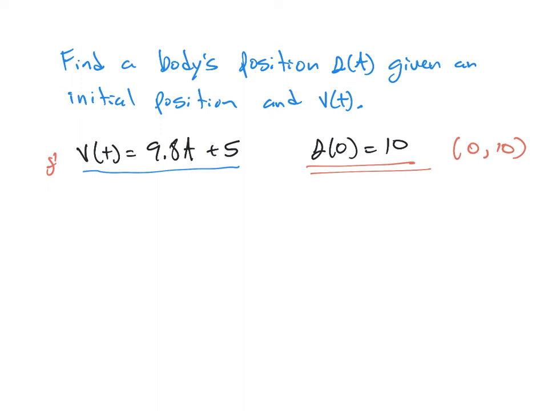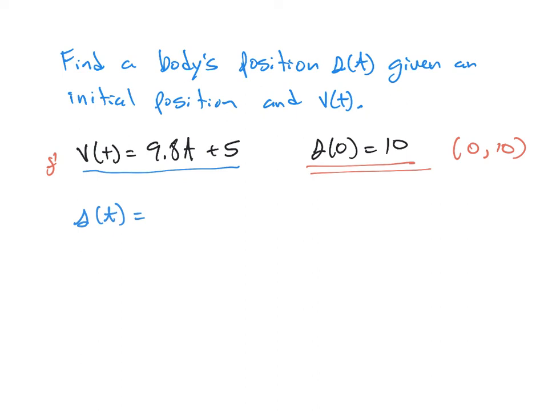So the goal is the same. We're going to work backwards from 9.8t plus 5. We're going to come up with all possible position functions, and then we'll use this initial condition to find the one that we're interested in. So instead of writing f of x here, we're going to put s of t, because that's the function we're trying to find. That's the name of the original function, the position function.